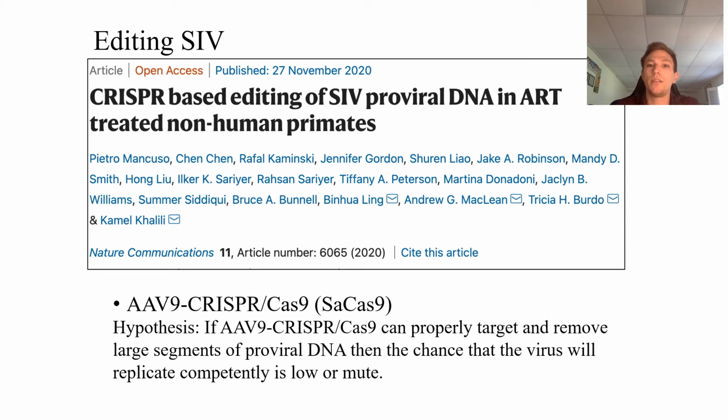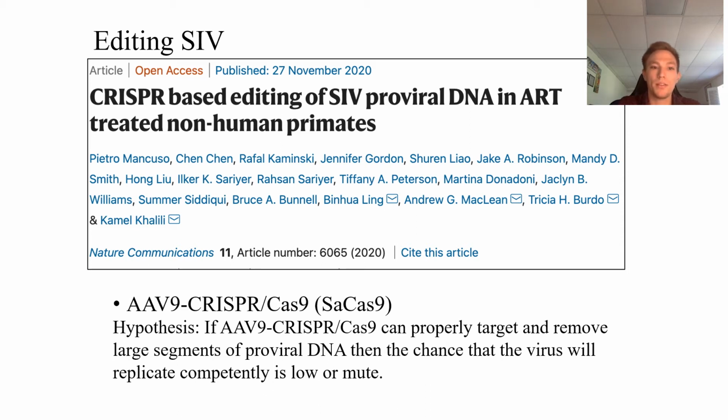AAV9 is going to act as a vehicle to deliver CRISPR-Cas9 to all tissues of the body. They came about using this method as in prior studies in mice and rats, AAV9 has been shown to deliver to all tissues of the body successfully. So that's why they're using this here.